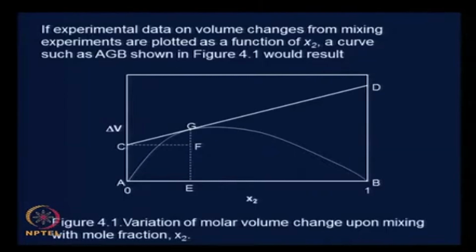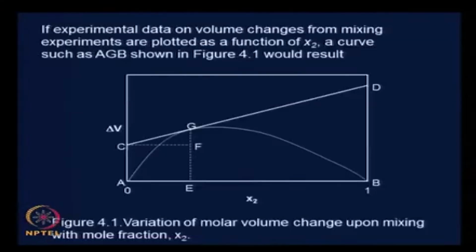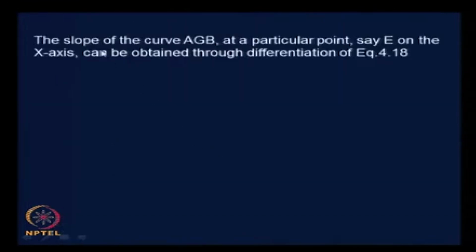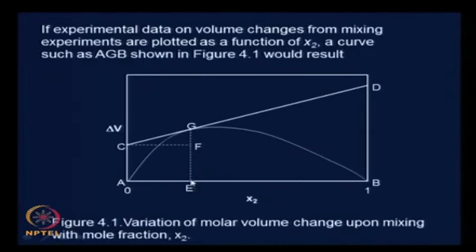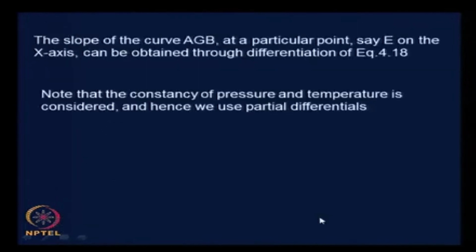Let me start working this out for you and give you some hints and help you get to the solution. As we had seen, this is nothing but delta V versus x2. This is the curve AGB that we will get, the variation in molar volume change upon mixing as a function of x2. The slope of the curve AGB at a particular point E on the x axis, at this point what would be the slope here is nothing but the derivative.